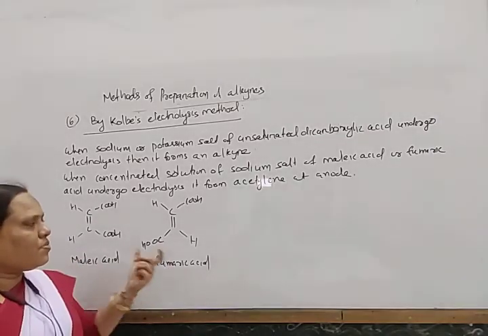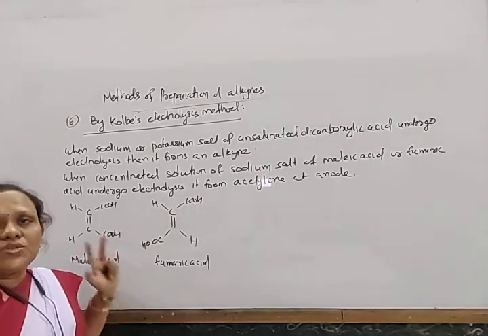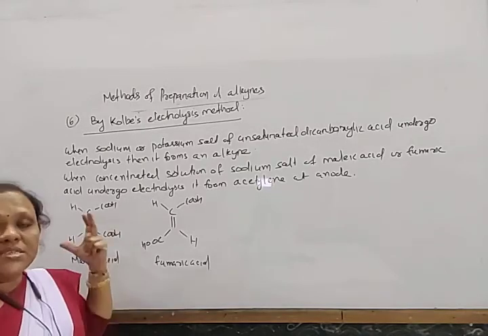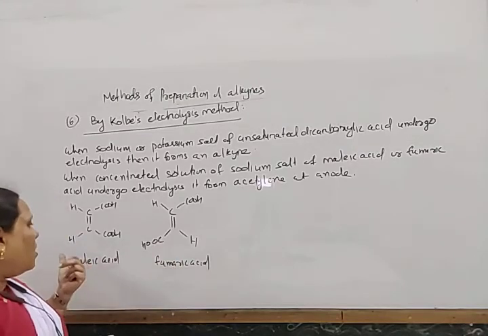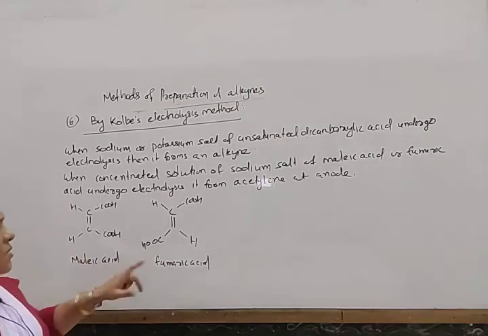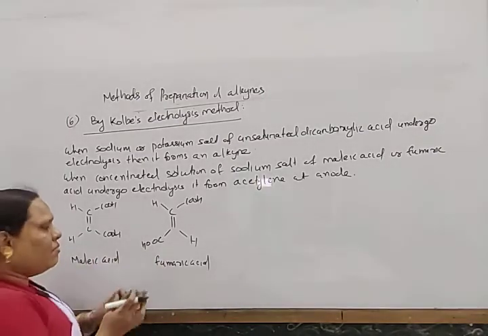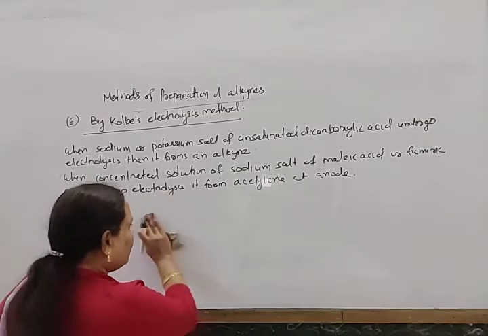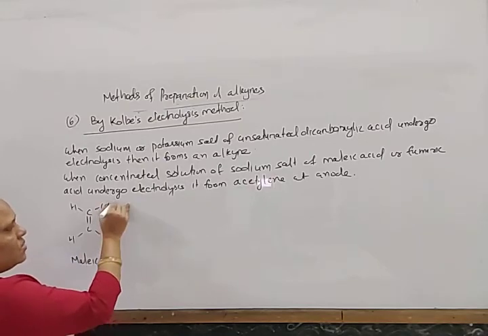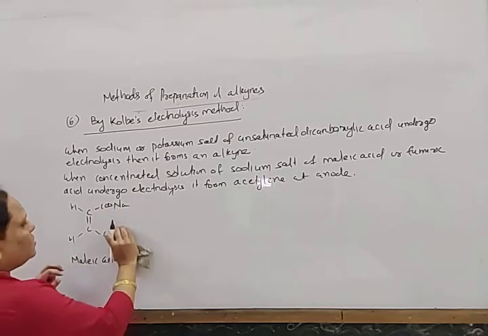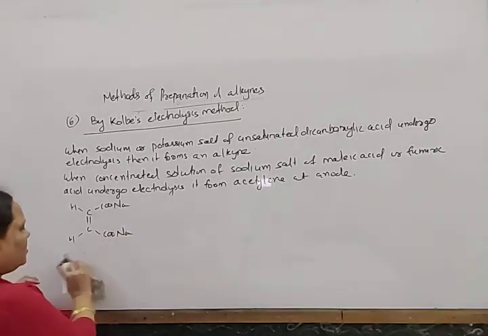Either from maleic acid or from fumaric acid, the hydrogen of the carboxylic acid is replaced by sodium. This is known as sodium maleate or sodium fumarate. If it is replaced by potassium, this is known as potassium fumarate or potassium maleate. Since both cases are the same, I am taking here the example of maleic acid. If sodium salt is taken instead, this is known as sodium maleate.